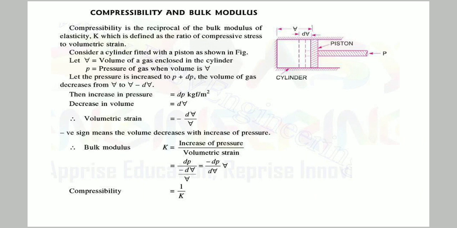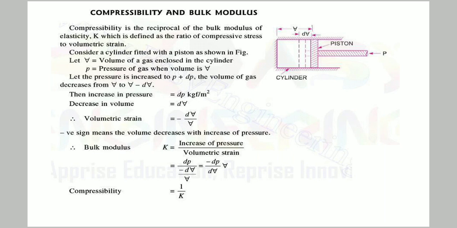Next is compressibility and bulk modulus. We all know that bulk modulus is the ratio of compressive stress to the volumetric strain, and compressibility is the reciprocal of bulk modulus. So let's see the mathematical relation. So consider a closed cylinder. It has a piston, and a fluid is inside.